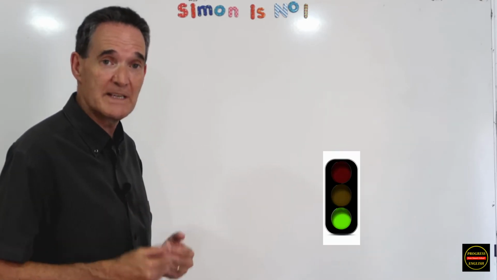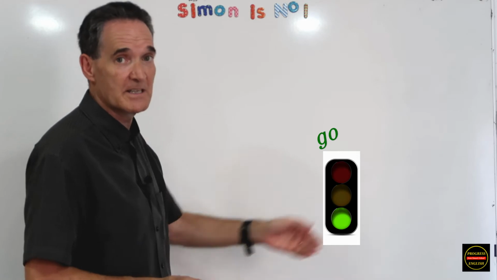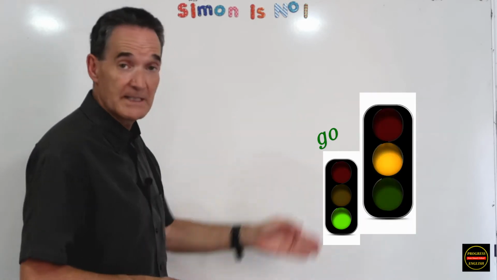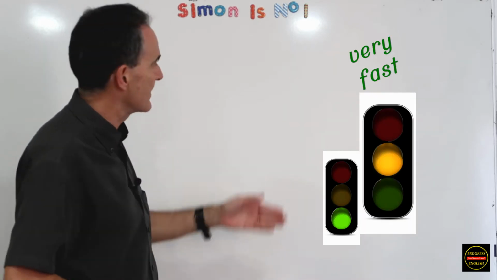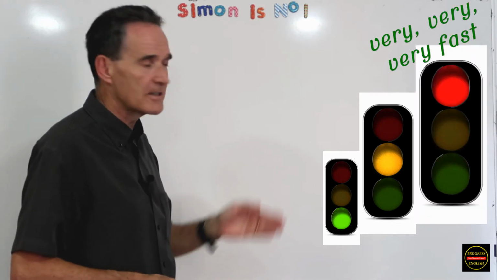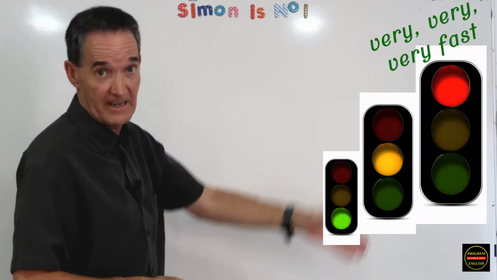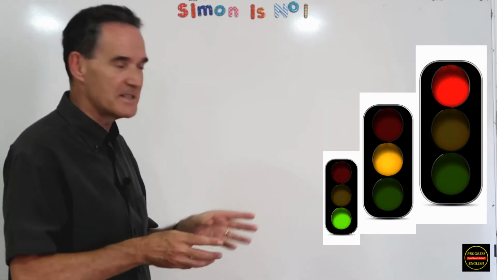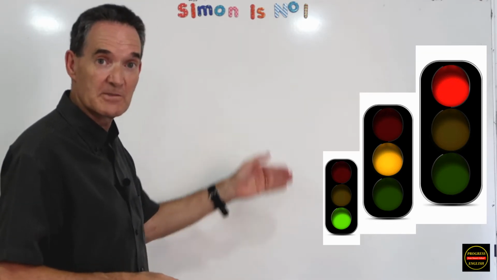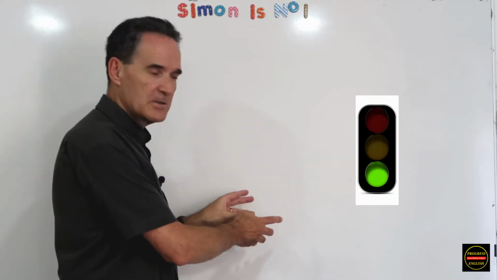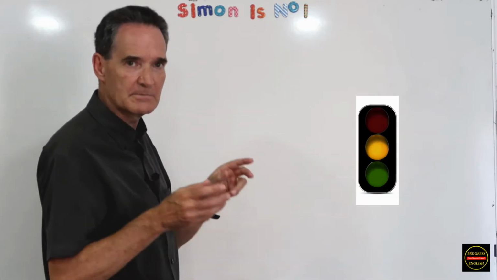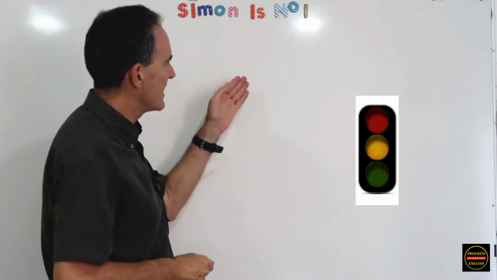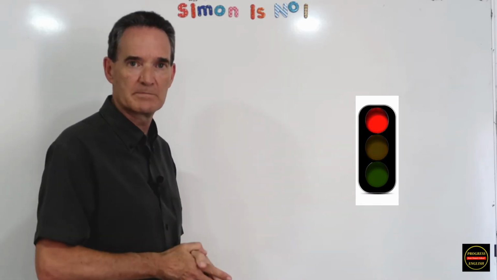Well, maybe it's not clear. Once a student told me that green means go. Amber means go very fast. And red means go very, very, very fast. Well, we're not using that system today. We want to use the traditional system of traffic lights. Green for go, amber for maybe go, maybe stop, and red, stop.